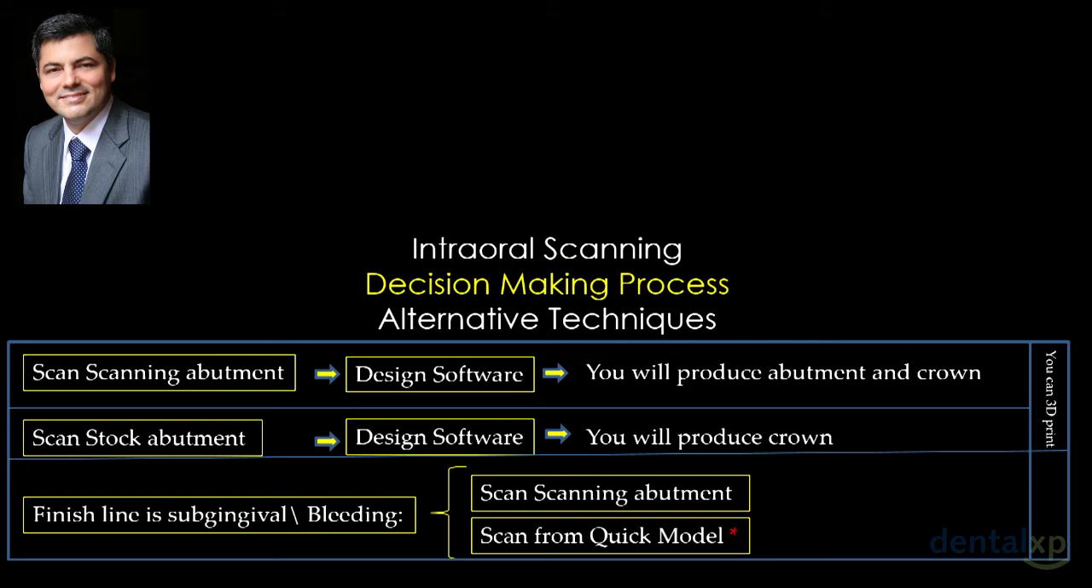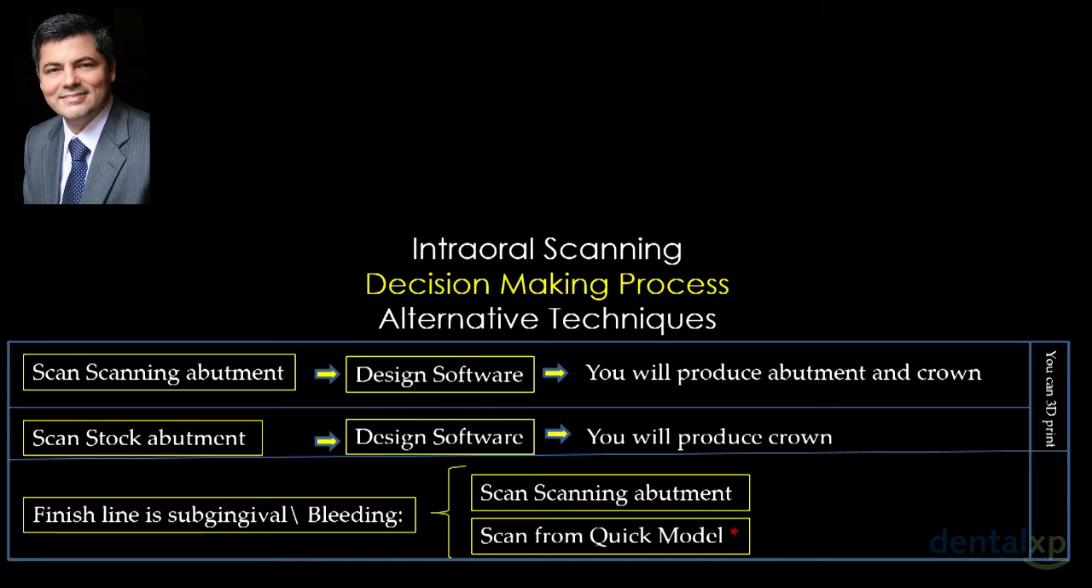So what's going to happen is that the scanner is not going to be able to reach far into the finish line of the stock abutment, which is going to become an issue. So you're going to have to decide if you're going to utilize a stock abutment, supragingival, and that would be if you're working in the posterior area, right? Or if you're working in an aesthetic area, you need an additional technique.